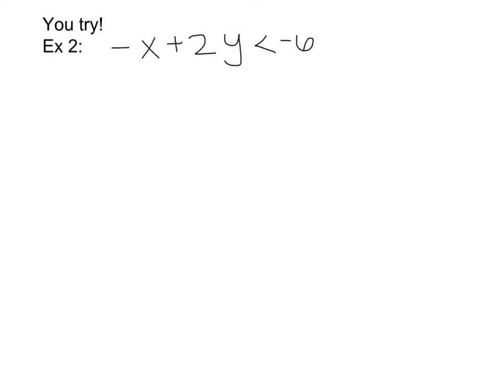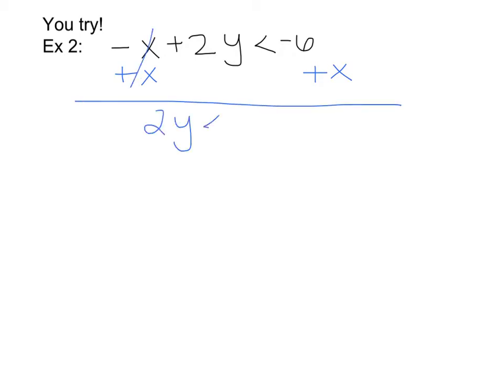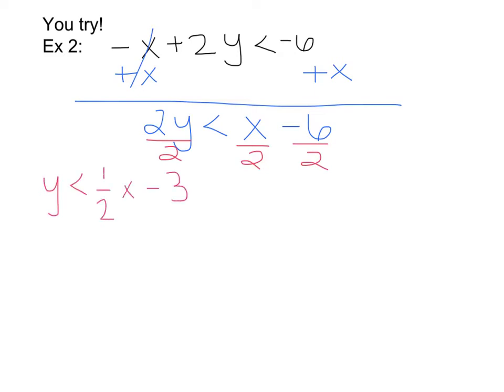In example 2, I want you to press pause, and I want you to graph this inequality. So hopefully when you went to graph this inequality, you noticed that it wasn't in slope-intercept form, so we need to take a second and put it in slope-intercept form so that we can easily graph our line. I'm going to add x to both sides, which gives me 2y is less than x minus 6. And then to get rid of that 2 in front of our y, we divide everything by 2. So that gives me y is less than 1/2 x minus 3.